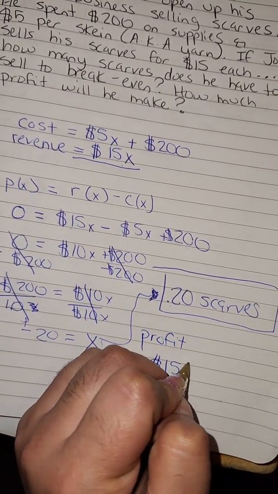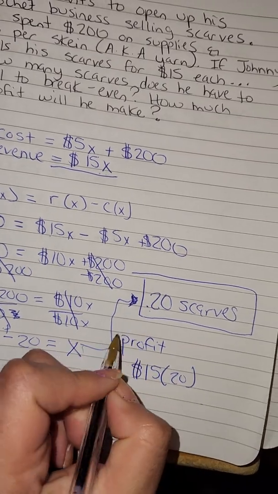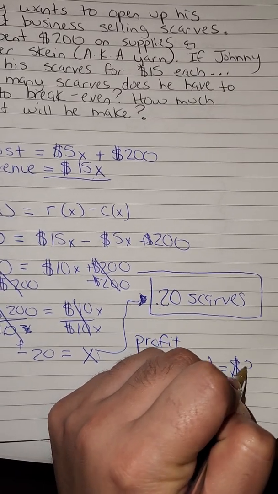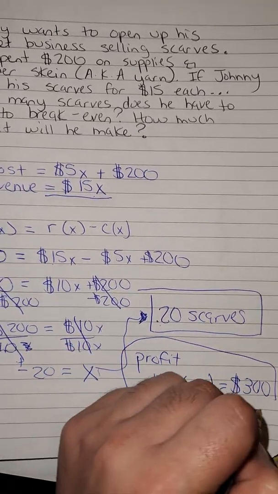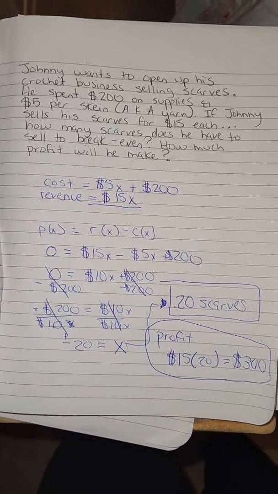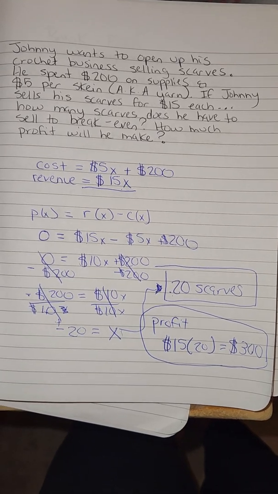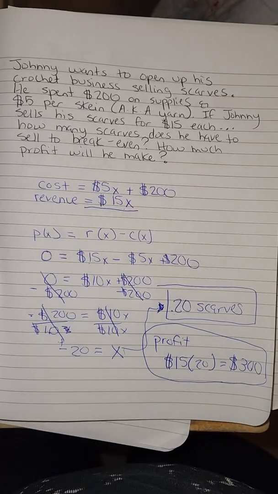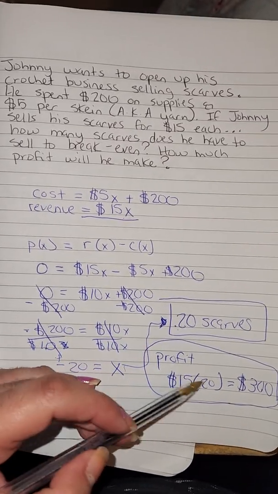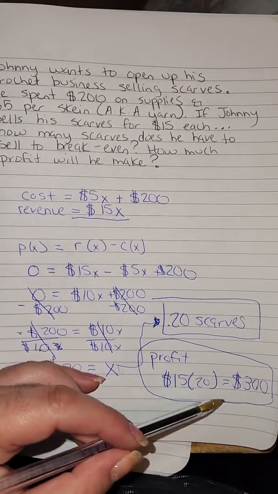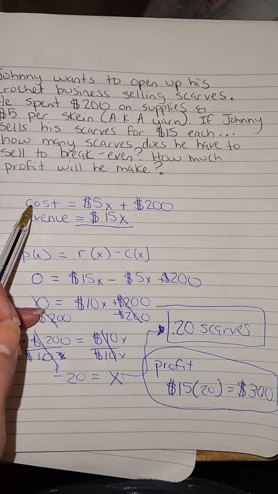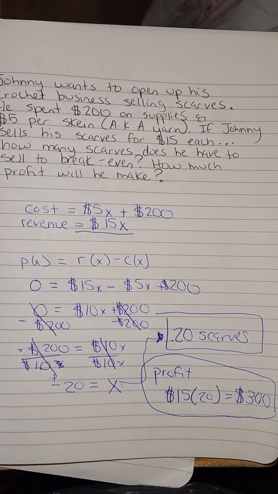Because he's selling each scarf for $15, 20 scarves equals $300. And that's how I solve problem number 2. I also want to point out that the $300 he makes selling 20 scarves is also going to break even with the amount of money he spent on his costs.